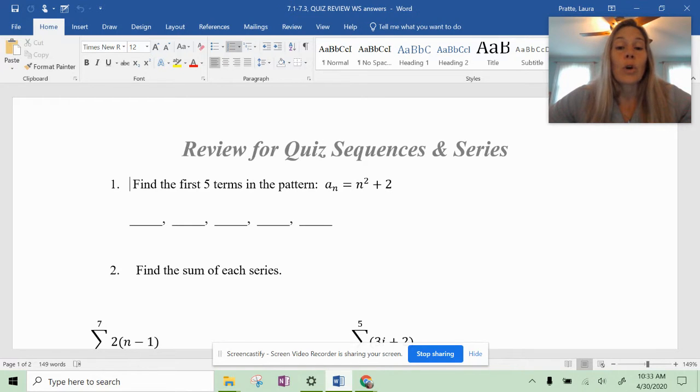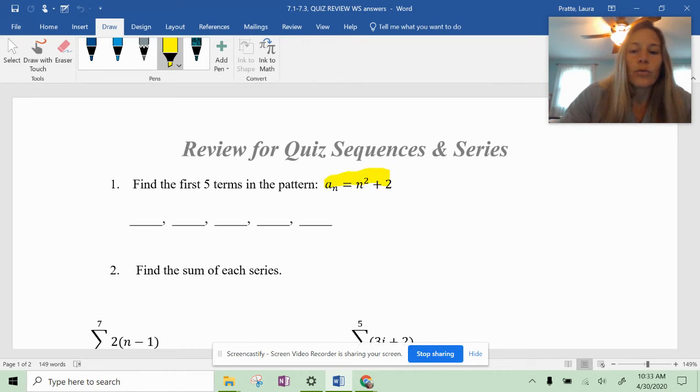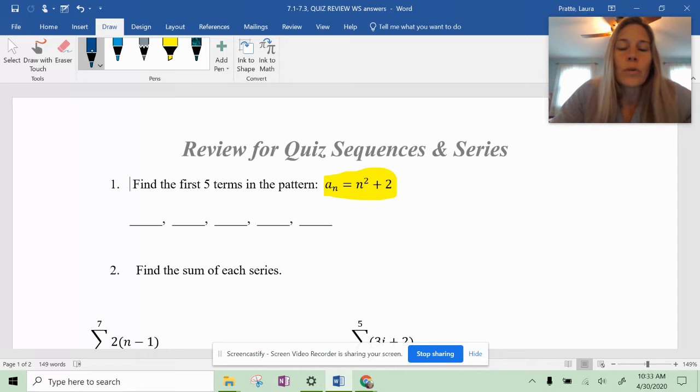In any event, our review for the quiz, sequences and series. So the first 5 terms in the pattern, if we take a look at this rule right here, that's just telling you that you want to substitute in the numbers 1 through 5 for n, and then find out what those numbers are in the sequence. So the first number in the sequence is going to be what you get when you plug a 1 in for the n. So 1 squared is 1, and 1 plus 2 would be 3.